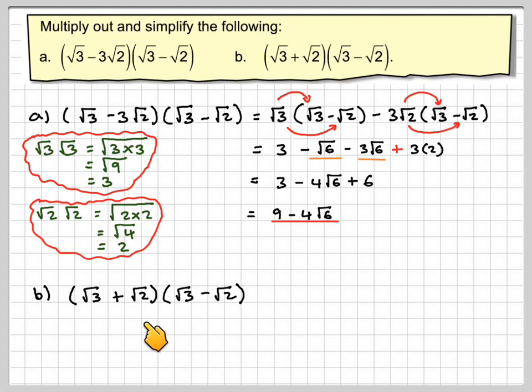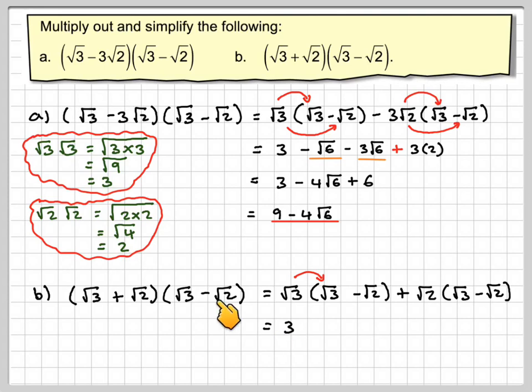So we've got root 3 plus root 2 times root 3 minus root 2. So I'm going to do root 3 times this bracket, root 3 times this bracket, and then plus root 2 times this bracket. So expanding like I did at the top here, I'm going to get root 3 times root 3, which is 3, using this idea here. And then root 3 times minus root 2, which is minus root 6. Root 3 times root 2 is 2 times 3, which is 6. And then plus root 2 times root 3, which is plus root 6. And then root 2 times minus root 2, which is minus 2.